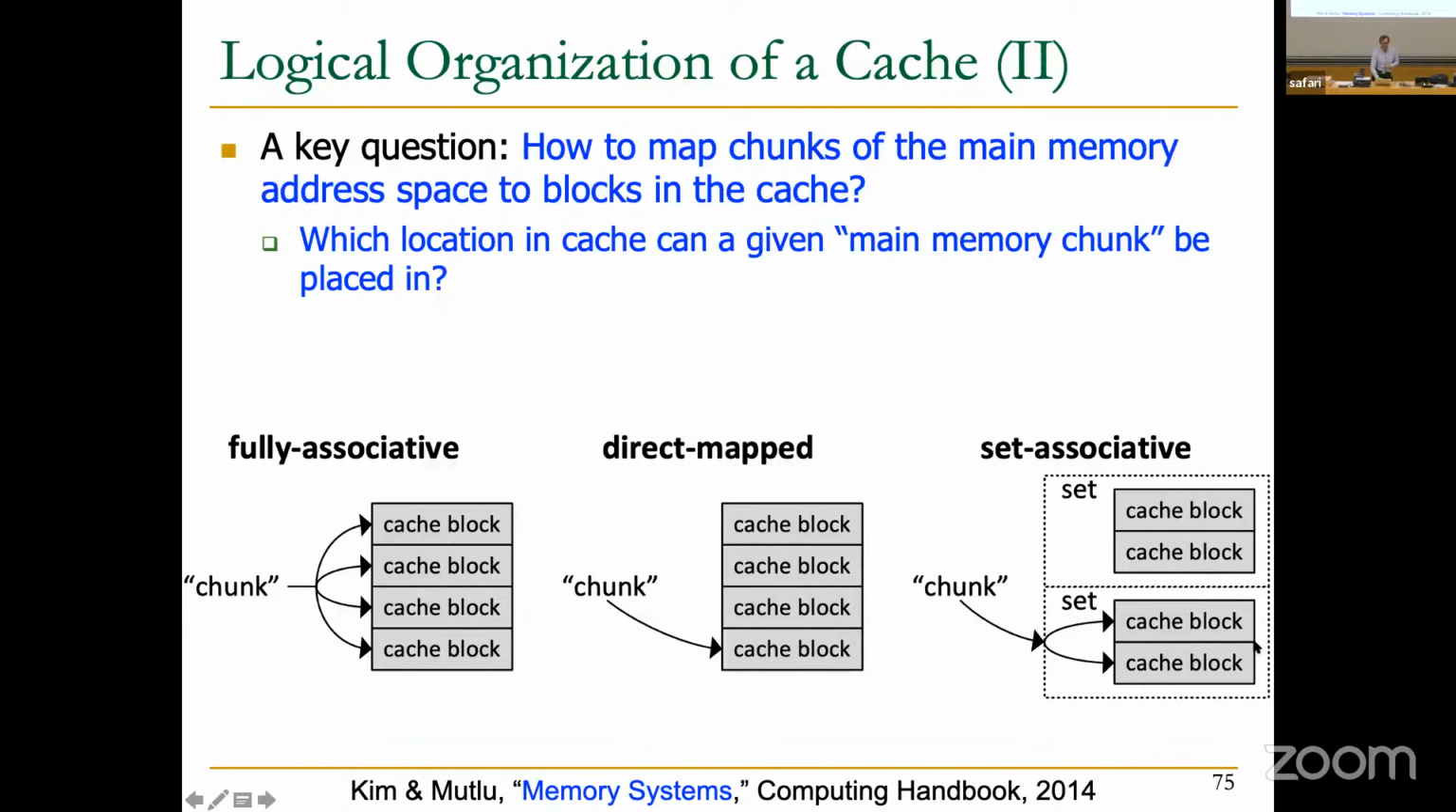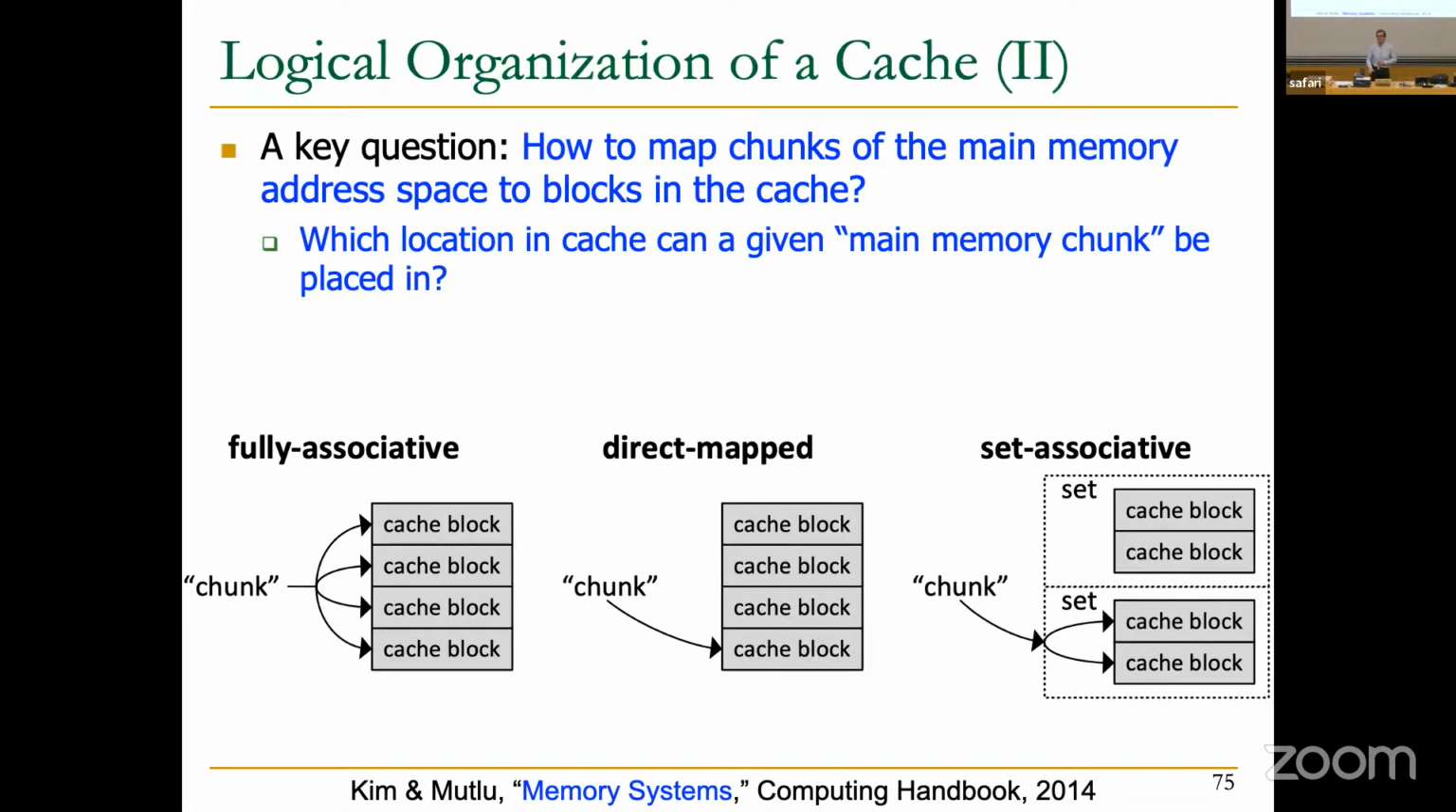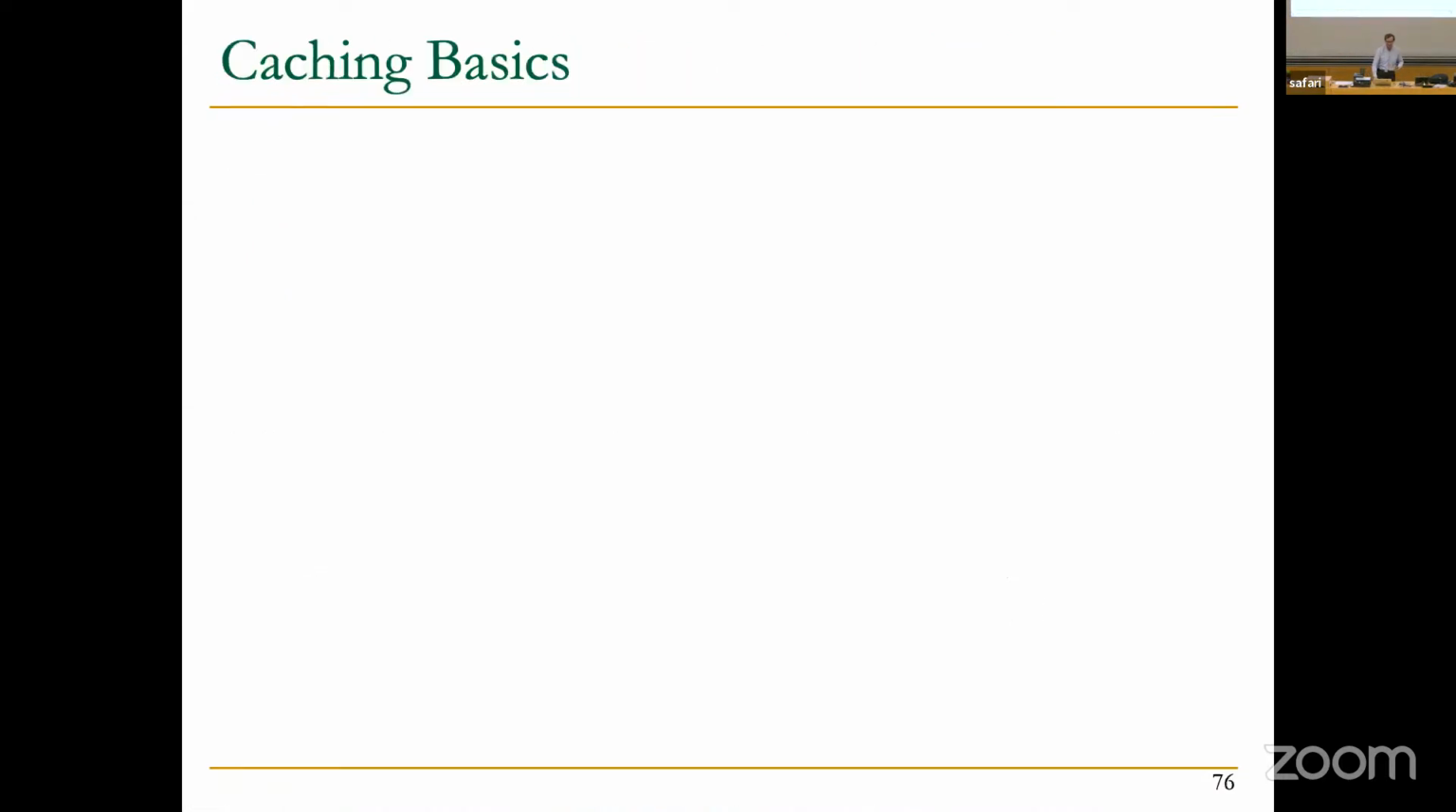Set associative is somewhere in the middle, basically. A given chunk can be mapped to a set of locations, a set of cache blocks in the cache, a limited set. It could be 2 in this case, as you can see. But this is a toy cache. Okay, does that make sense? So we're going to see how these are actually realized in hardware, starting with a direct map cache, and then building a 2-way associative, and then 4-way associative, and the fully associative cache. And again, we're going to see a toy example.